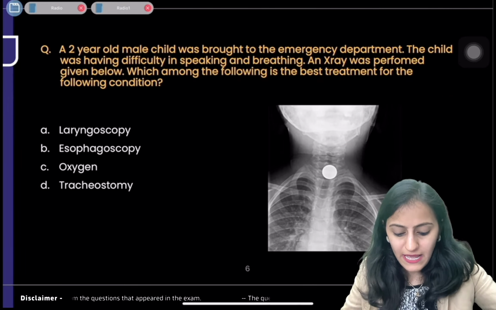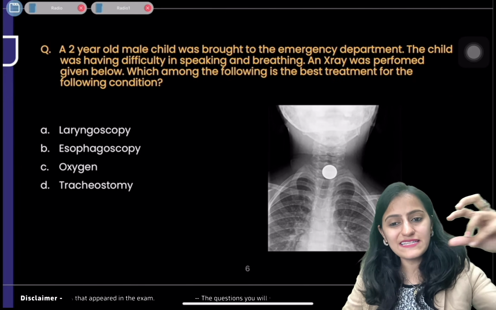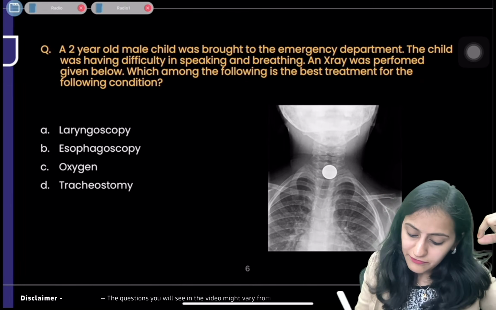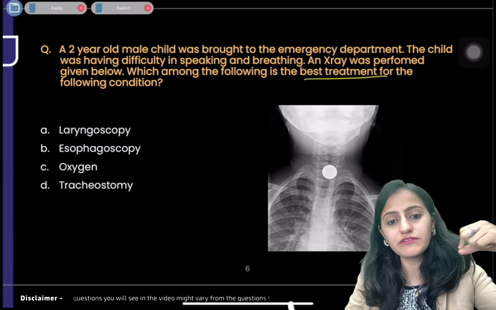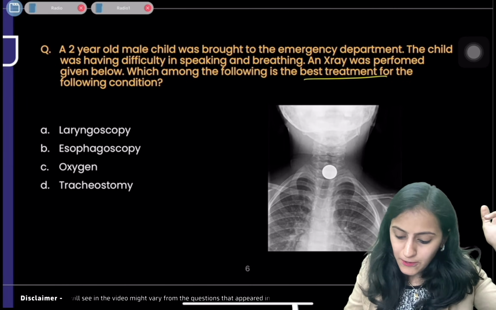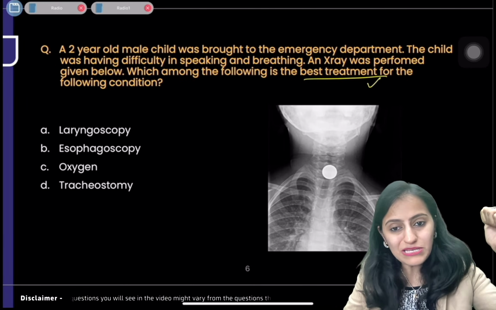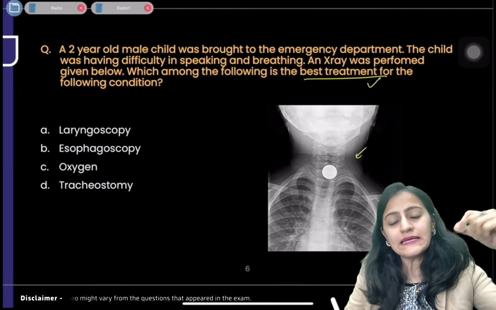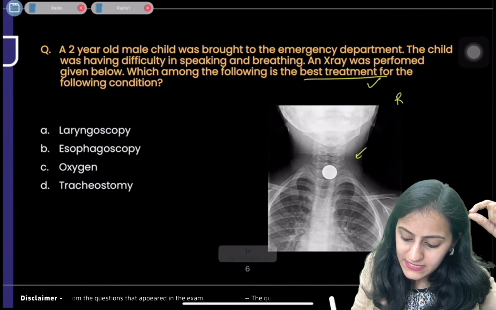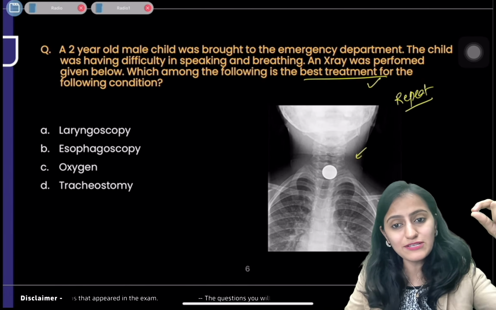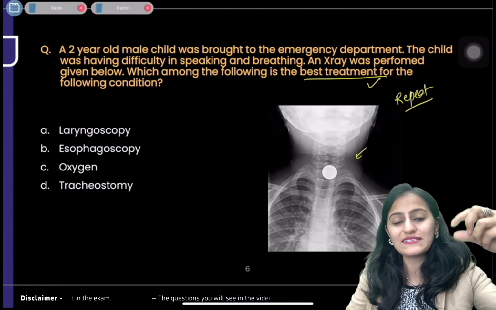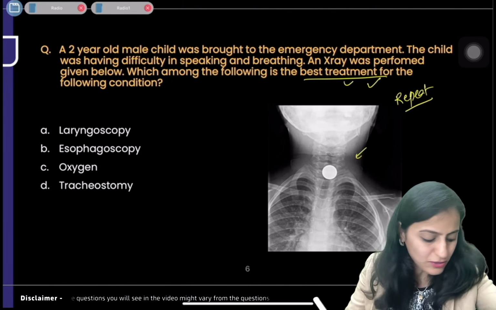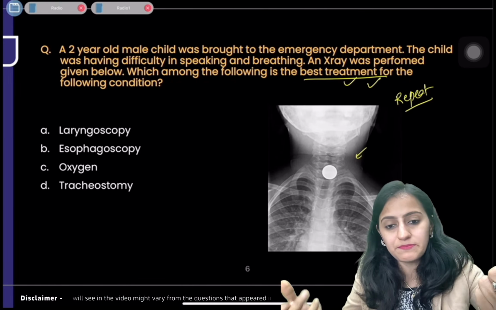Next question that we have here. Again, if it seems like a lengthy question, I would first like to read the last line. Which among the following is the best treatment for the following condition? Now, I know that the question is asking for the treatment, and I would first like to make a diagnosis here. Now, this is again a repeat question, sort of repeat image. Last time the question was asked whether the coin is in the trachea or in the esophagus. This time it has been asked about the treatment, it's actually the same, right?